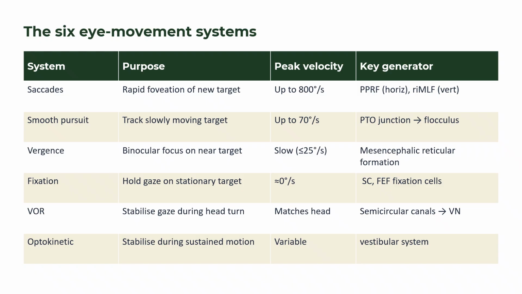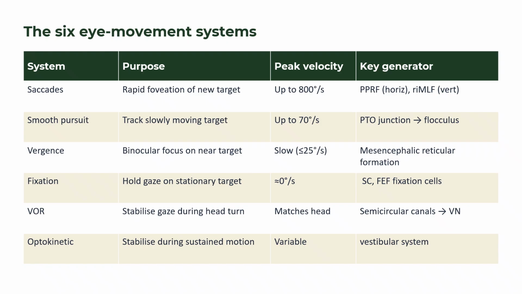So, the six eye movements are saccades, the purpose of which is rapid foveating movements to the new target. It can reach peak velocity up to 800 degrees per second. It is generated by PPRF and RIMLF. Smooth pursuit. The purpose is tracking slowly moving targets. It can reach peak velocity up to 70 degrees per second. It is generated by the parieto-temporo-occipital junction and flocculus of the cerebellum.